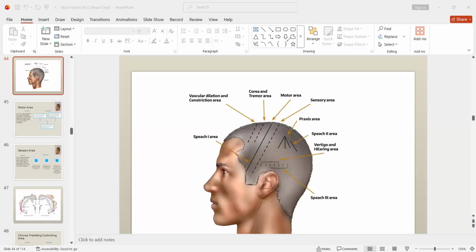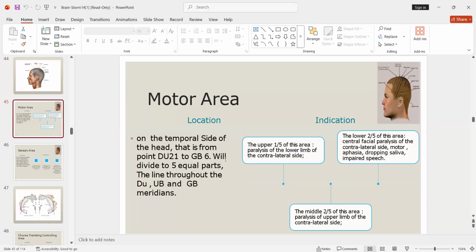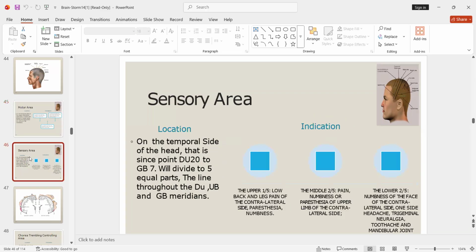Go for next. I think there is another PPT. Go for next, Dr. Anita. Motor area, already told you. Sensory area, told you. Next. Then next.